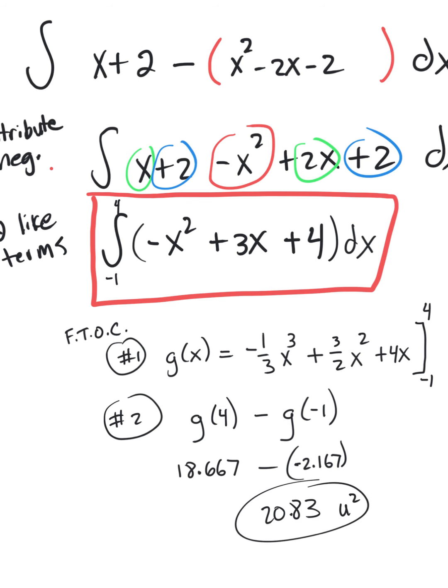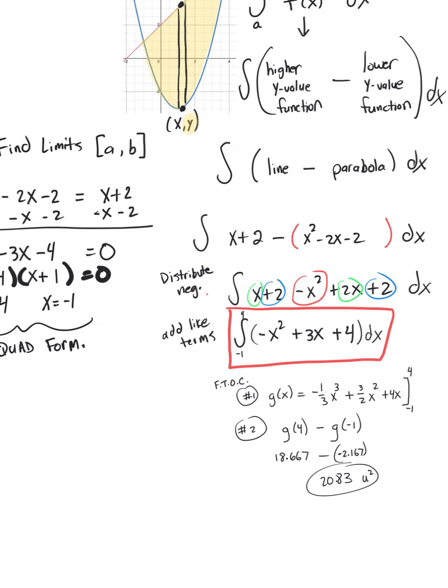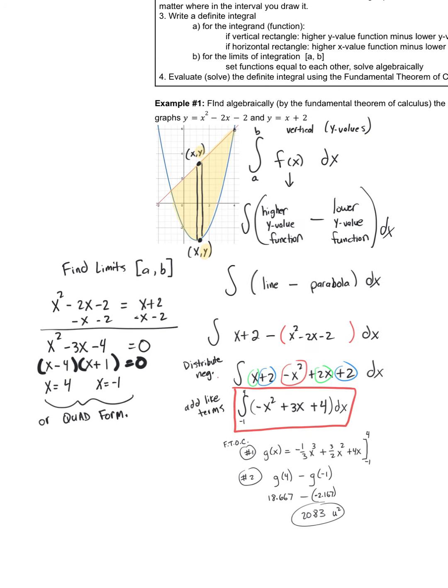All right. So to recap, to find the area of this region, we have to set up a definite integral. To get our equation for our definite integral, we subtract our functions. The higher y value minus the lower y value function. The top of the rectangle minus the bottom of the rectangle. And then we distribute the negative and we add like terms. To get the limits, we set our functions equal to each other. And we solve for x.